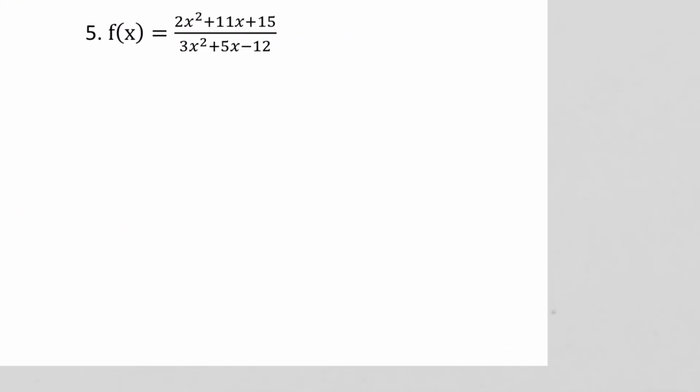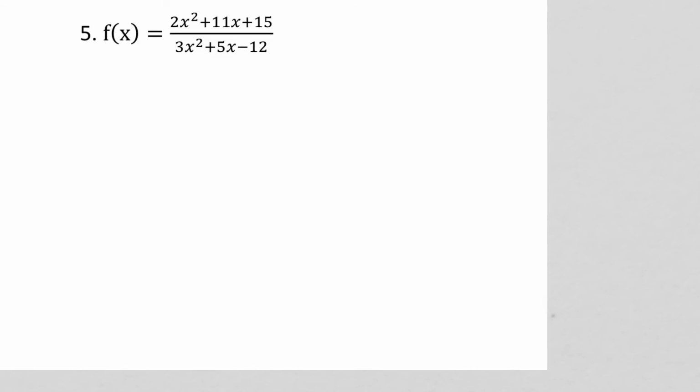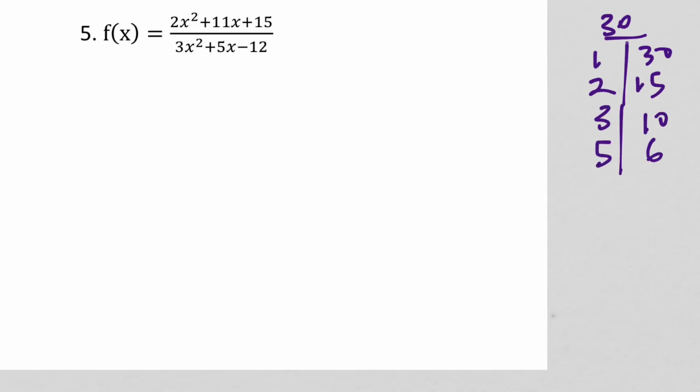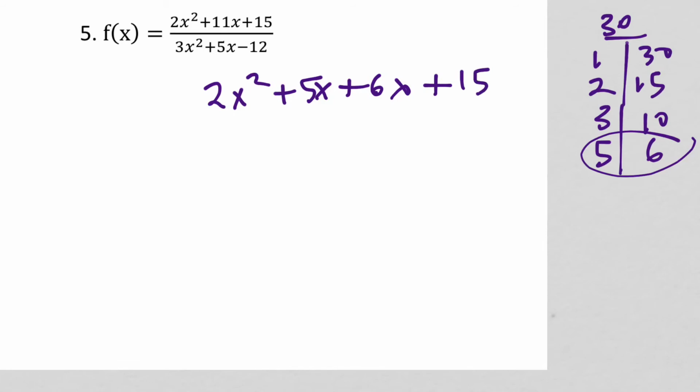So I'm going to factor the numerator and the denominator and then examine what I have. So I've got 2 times 15 is 30. 1 times 30, 2 times 15, 3 times 10, and 5 times 6. And I have to add to get 11, my middle term. So 5 and 6. So that's 2x squared plus 5x plus 6x plus 15.